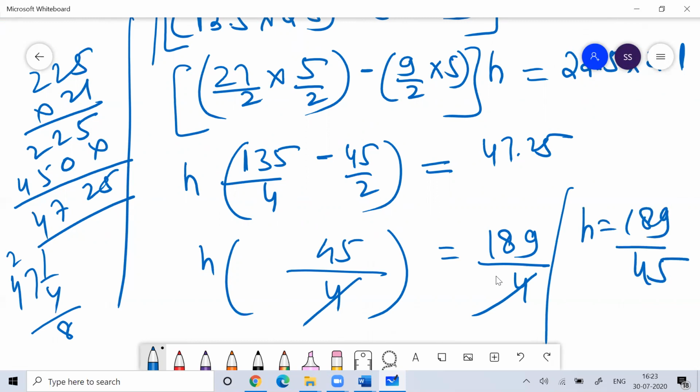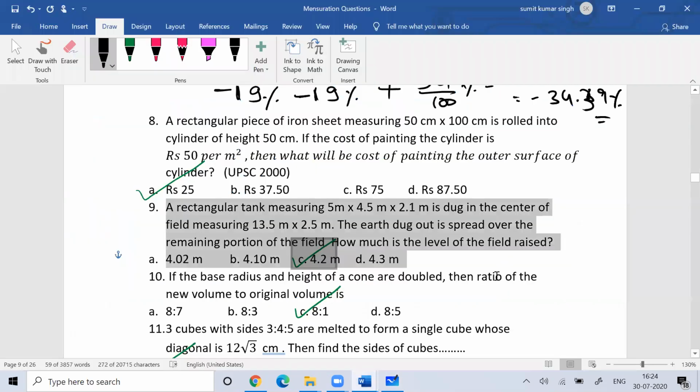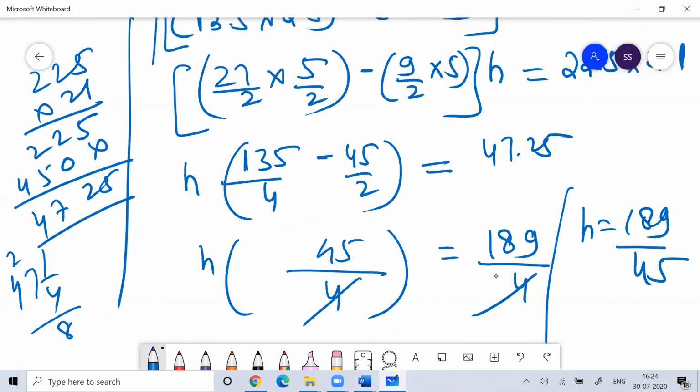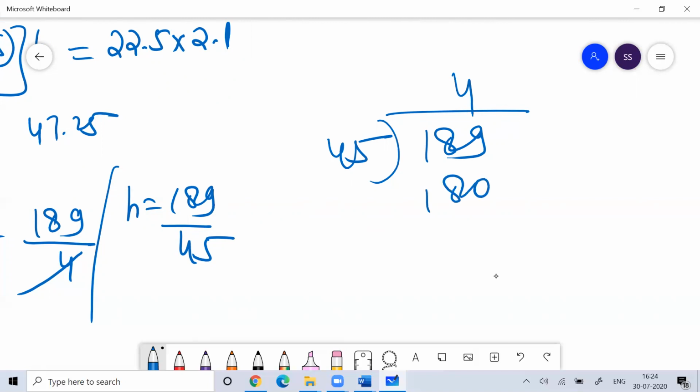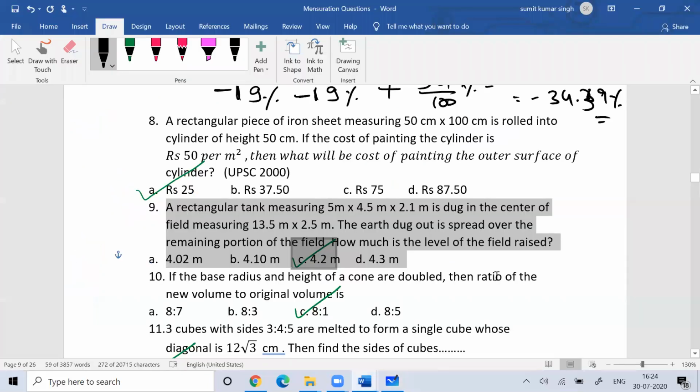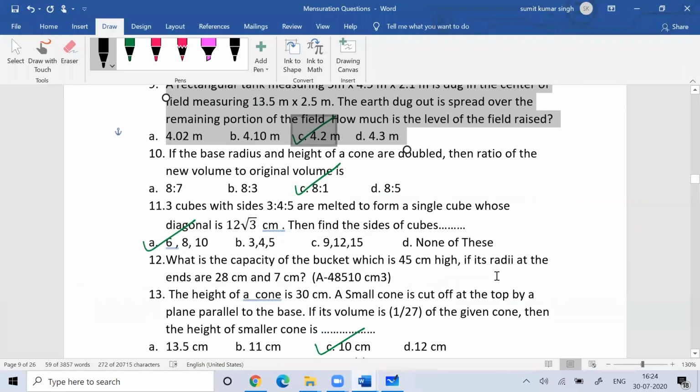You can see the options are in decimal, so here they are asking in decimal. 189 by 45: 45 fours are 180, so this is 9, then decimal, this is 4.2. Okay.